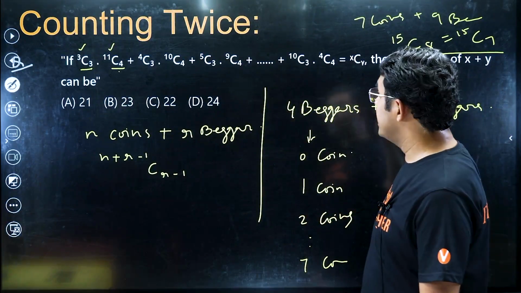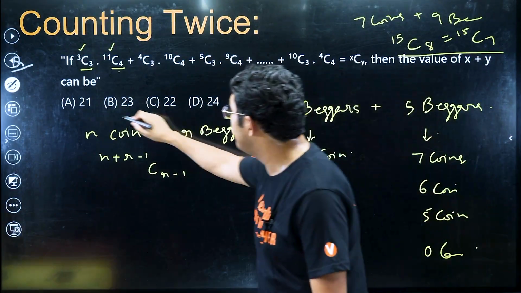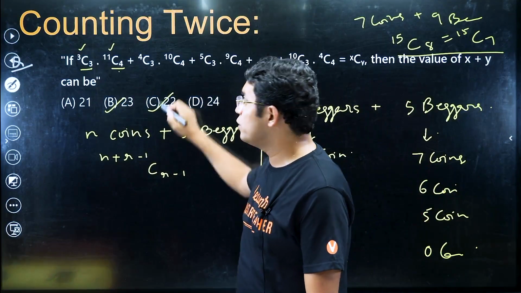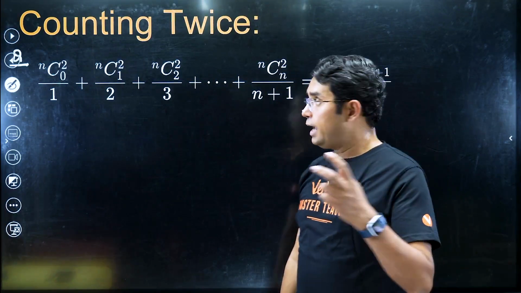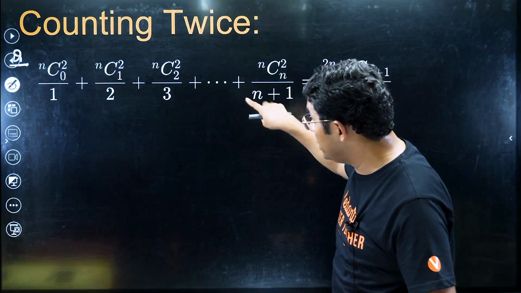So this is how we are getting the answer. I think 15 plus 8, 23, or 15 plus 7, 22 can also be the answer. Okay, so that is that question. Now one more question. I think I am having 2 questions after this, including this actually.